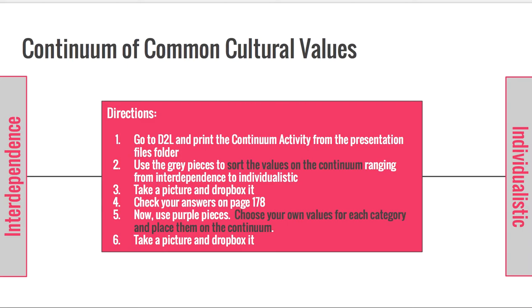Take a picture of your answers. You can check those answers then on page 178 of your text. Then grab the purple pieces. Within these pieces, you're going to determine which pieces you associate with your own values and place those on the continuum. Take a picture of it and Dropbox it.